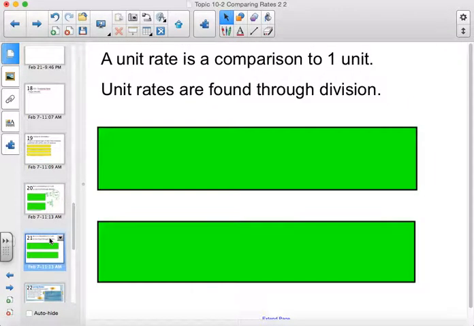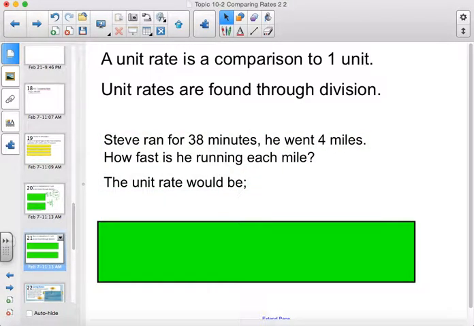Why don't you, with a piece of paper, see if you can find the unit rates for these situations. Steve ran for 38 minutes. He went 4 miles. How fast is he running each mile? Pause the video and see if you can come up with the unit rate in this problem. All right, let's see how you did.